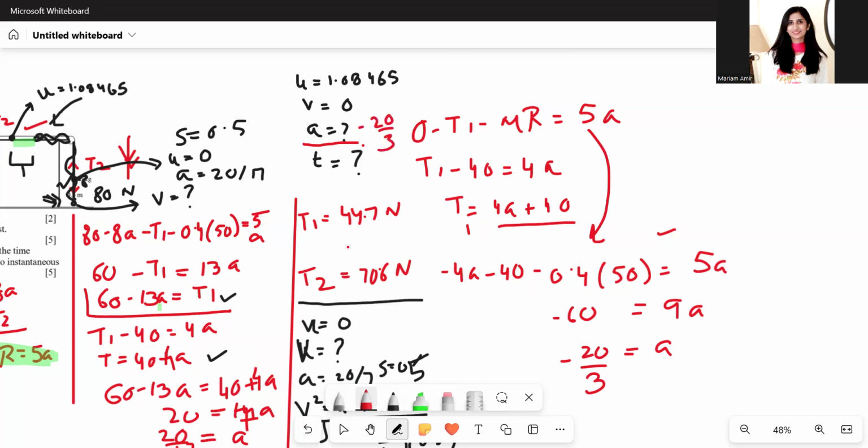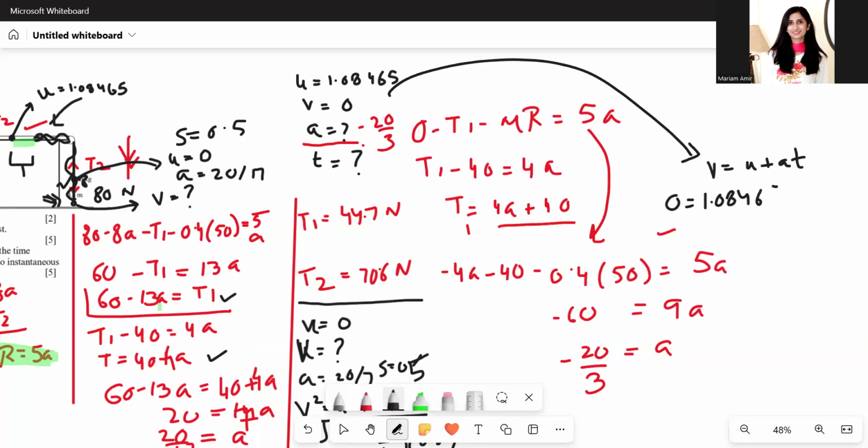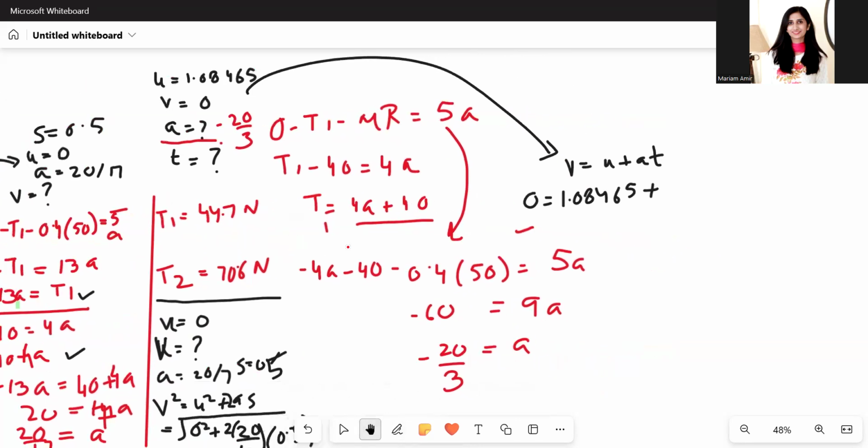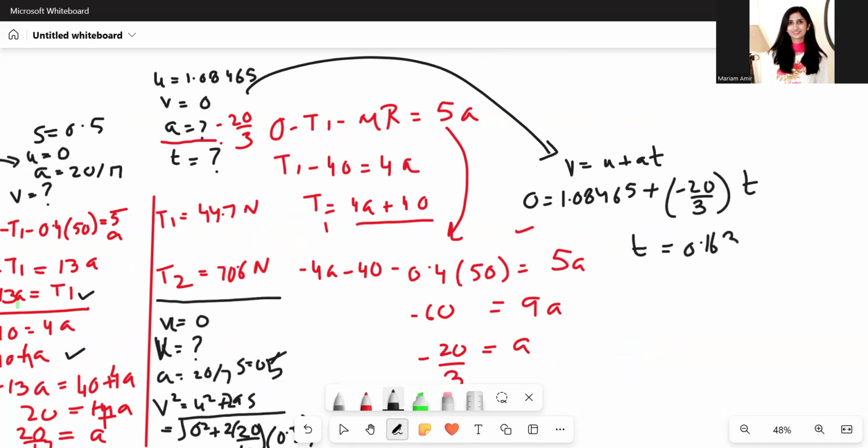Now all that is left is to find T. We will use V is equal to U plus AT. V equals U plus AT. V is 0, U is 1.08465, plus A is minus 20 over 3, times T, which is what we have to find. Solve this and get T equals 0.163 seconds.